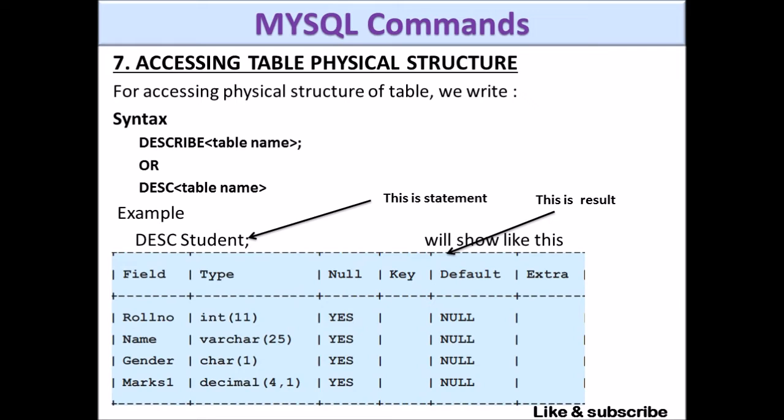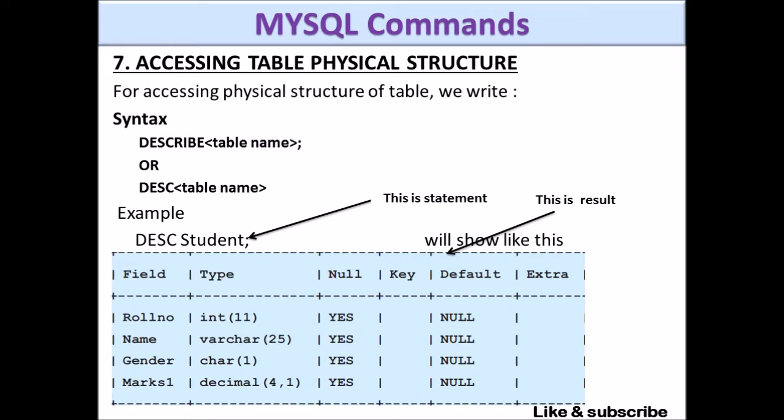Like this you will find the structure of a table. Field means column name, and then the data types corresponding to it, and whether it can store a null value, key, default. These things we will study in detail later on. So you will get a physical structure like this.